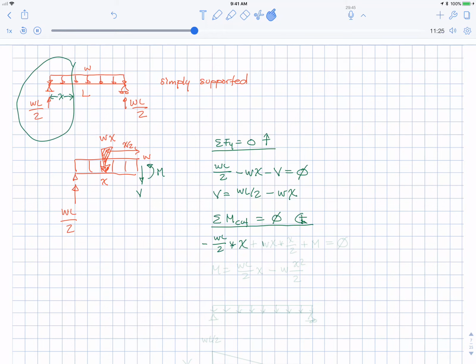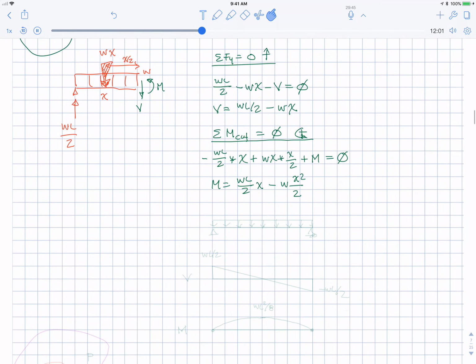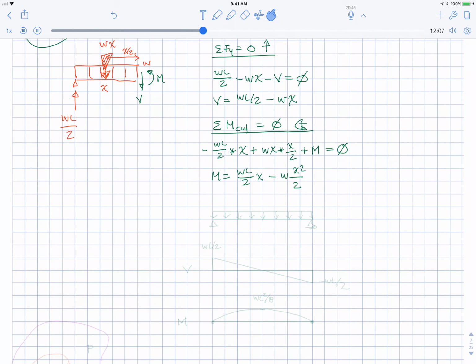We have that Wx, which is the resultant of that rectangular load, and its distance is X over 2. It's going counterclockwise around the cut, so plus. And finally, we do have that moment M, counterclockwise around the cut, or around anywhere, equals 0. Solving for M, we get WL over 2 times X minus Wx squared over 2. Now let's plot these two functions, V and M, as functions of X.